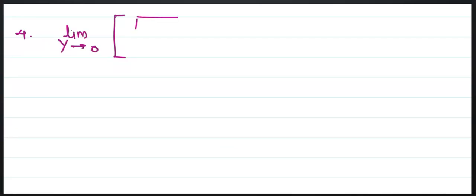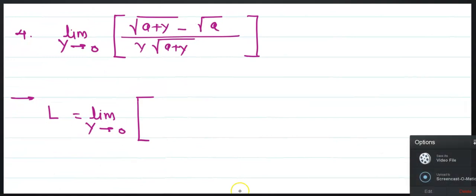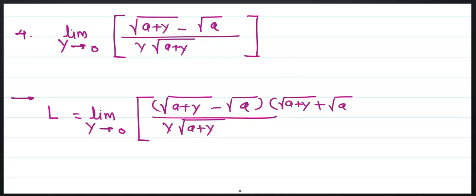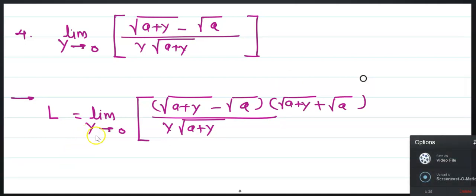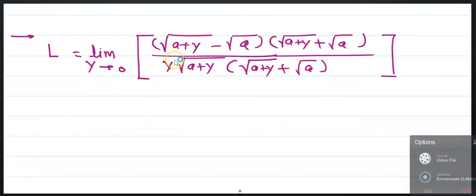Next is limit y tends to 0 of [root of (a plus y) minus root a] upon [y root of (a plus y)]. Now the conjugate part. As y tends to 0, the y will get cancelled from the numerator and the denominator. Therefore, we are multiplying by the rationalization of the numerator, that is root of a plus y plus root a, to the numerator and the denominator. Now, see the next step.